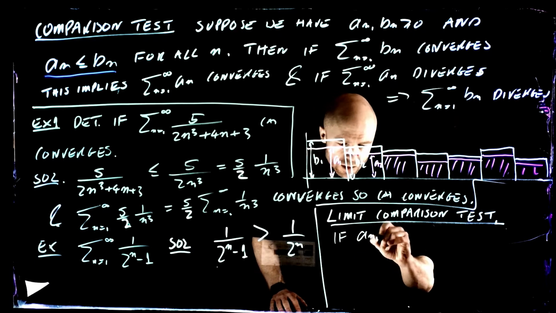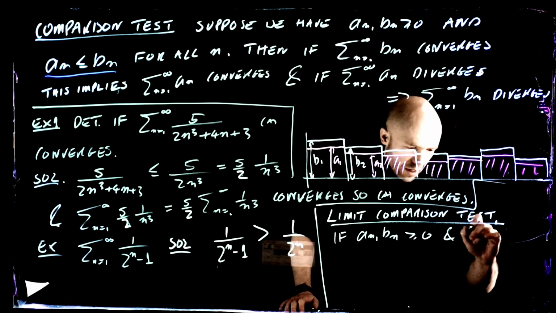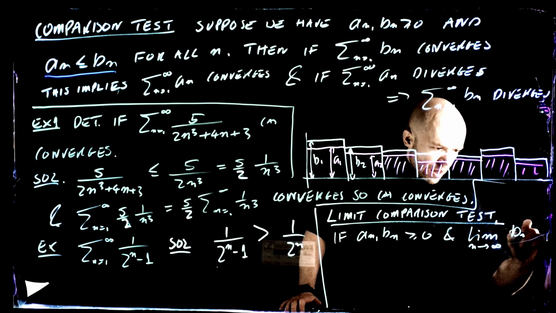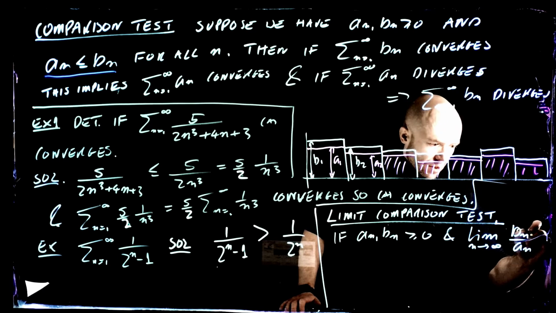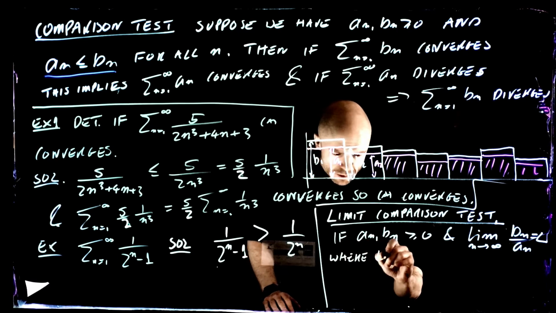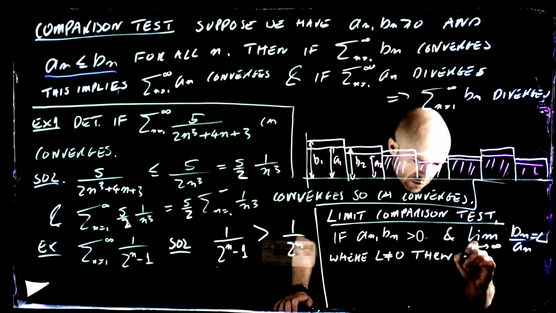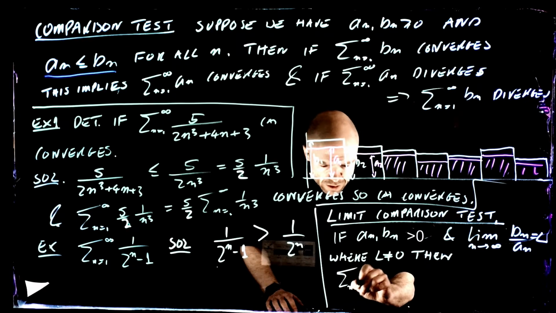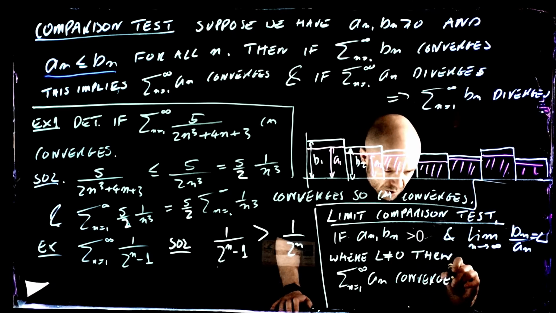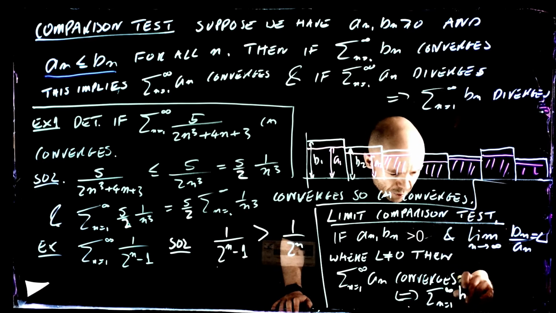If we have that an and bn are positive terms, and the limit as n goes to infinity of bn over an equals L, where L is not equal to 0, this series, the sum n equals 1 to infinity an converges if and only if the sum n equals 1 to infinity bn converges.